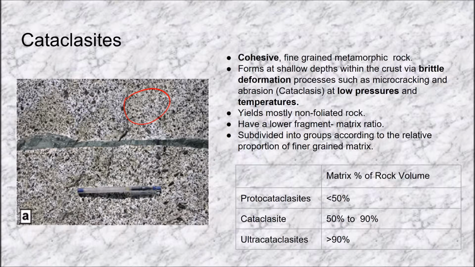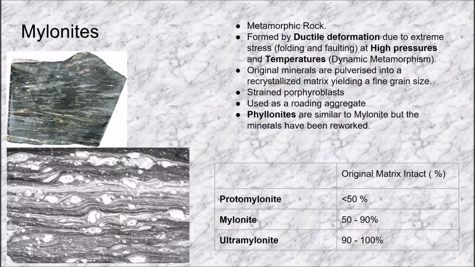Now, this determines what type of cataclastic rock it is by the percentage that can be seen in the rock volume. Now, there are these three types: the proto-cataclasite, the normal one, cataclasite, and the ultra-cataclasite.